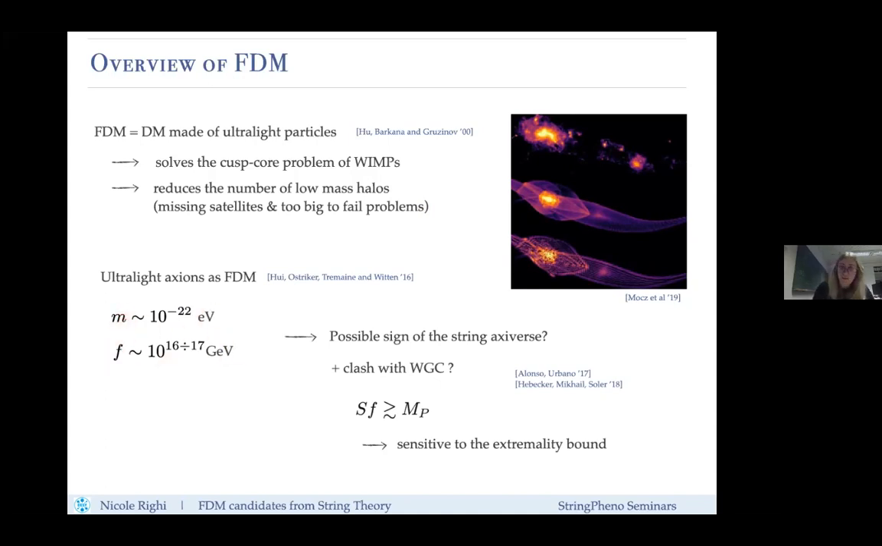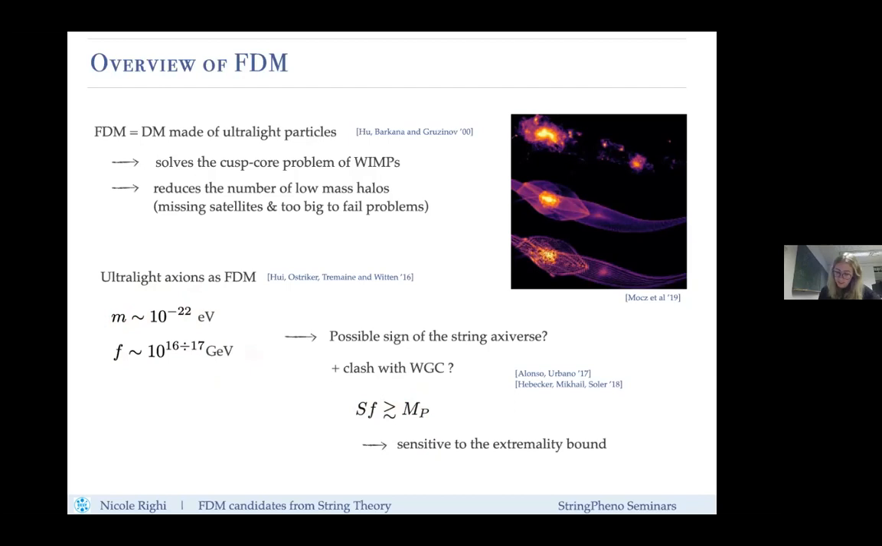Indeed, this was pointed out as a possible sign of the string axiverse because of this very high value of the decay constant, and also a possible clash with the gravity conjecture, because in fact, when one computes the value of the instanton action able to provide such a mass, and then multiplies it with this decay constant, then this bound is saturated, and also slightly violated.